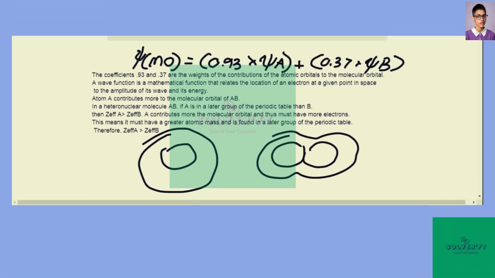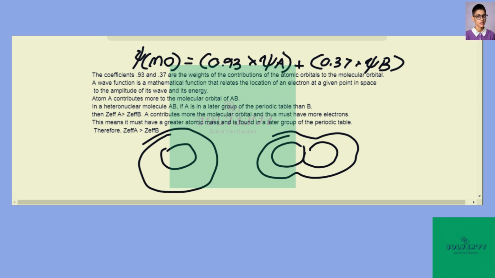In this question, we're trying to figure out the relative values of Zeff for atoms A and B. So Zeff is the effective nuclear charge. What that is, is the net positive charge experienced by an electron in a polyelectronic atom.